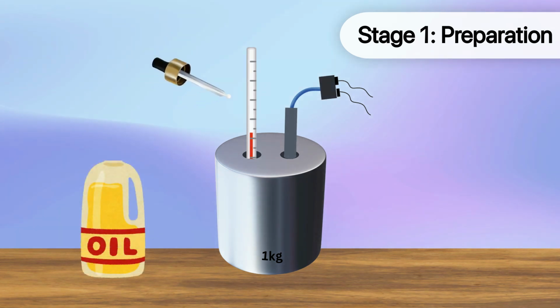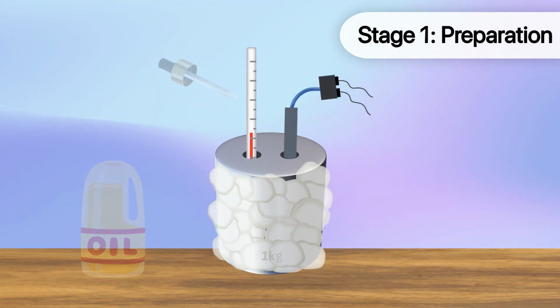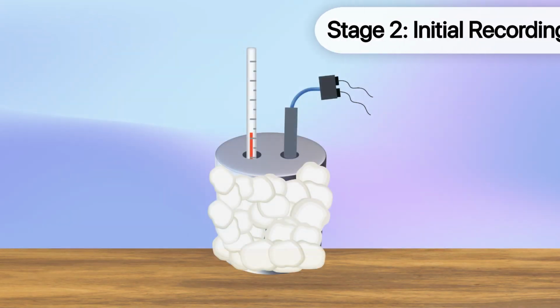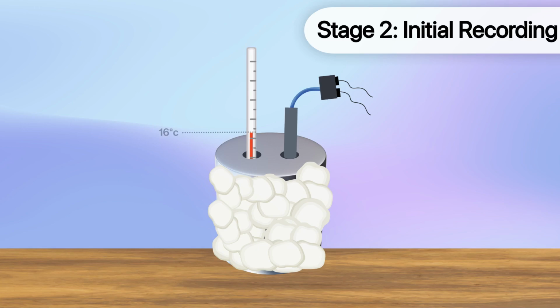We'll then add a couple drops of oil around the thermometer to ensure it is surrounded by hot material and can accurately inform us of the temperature of the aluminium block. Next, let's fully insulate the metal by wrapping it with loose cotton wool. Before applying any heat, record the initial temperature of the metal from the thermometer. This baseline is crucial for calculating the temperature change later on.